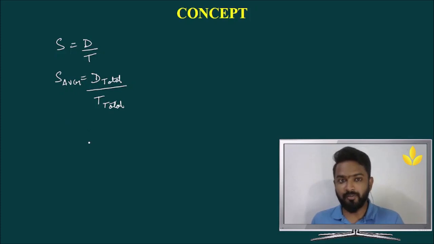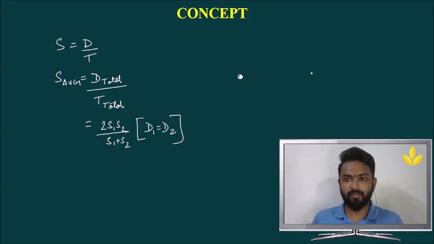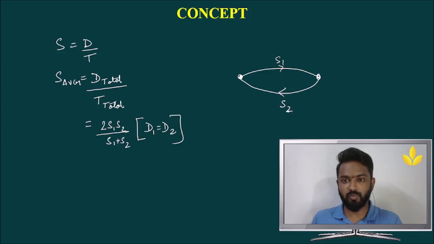Now this is not the only formula when it comes to average speed. There's also a special formula for average speed, which says 2 speed 1 speed 2 divided by speed 1 plus speed 2. But there's a special condition to be using this formula: the distance covered in both the cases is same. For example, a person travels from this point to this point with S1 speed and from this point back to this point at S2 speed. In that case, the average speed can be calculated with this formula, but only where the distance traveled in both is same.